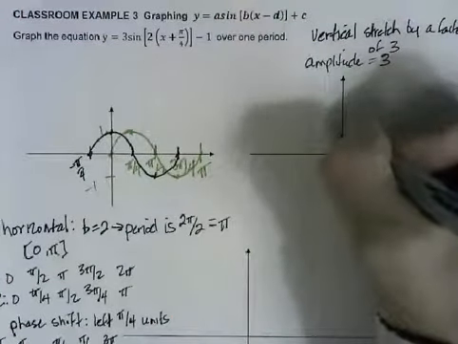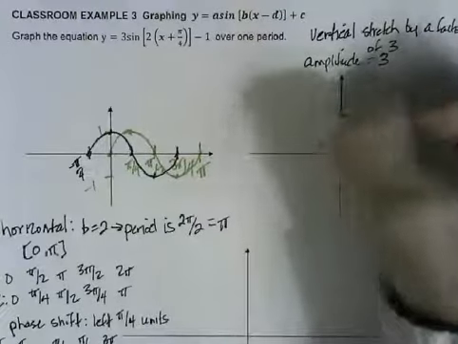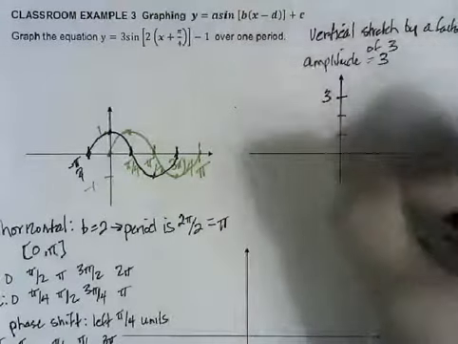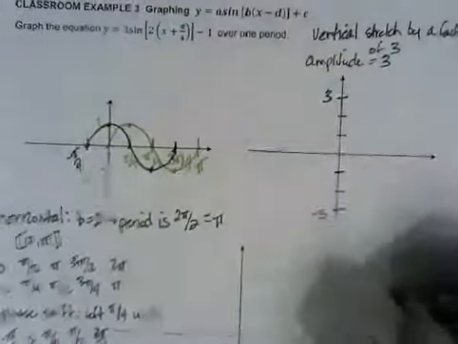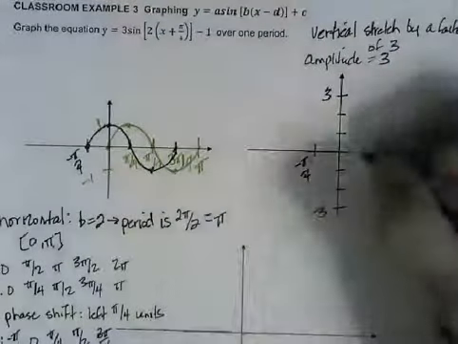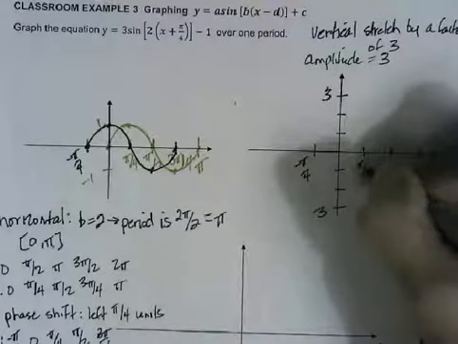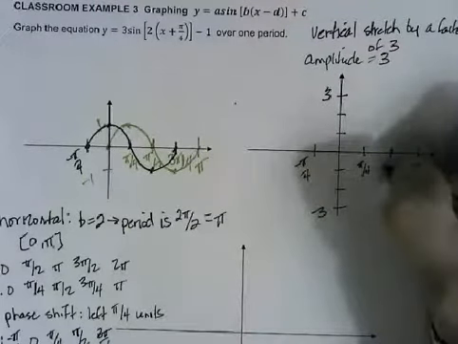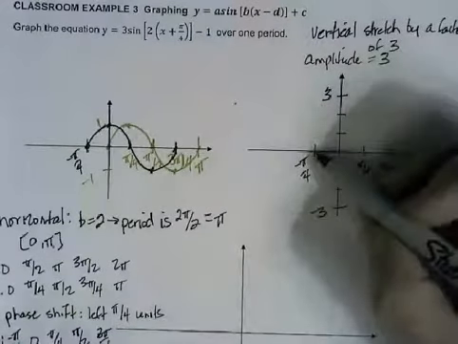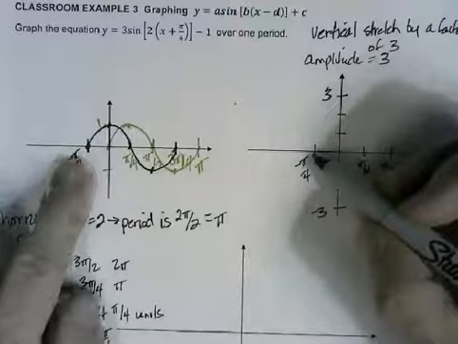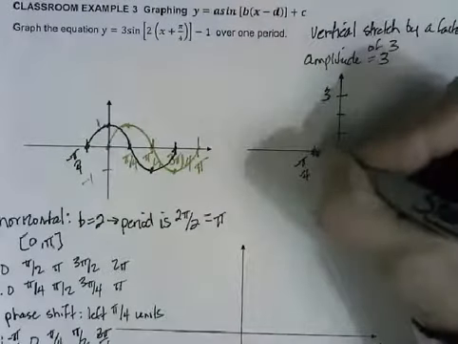Instead of going to a high of 1, I'm going to go to a maximum value of 3. My minimum value is going to be -3. This is not going to change my x values at all, so I'm going to label the same locations for my key points. It's just going to change my y values. Anything that was already on the x-axis is going to stay on the x-axis.